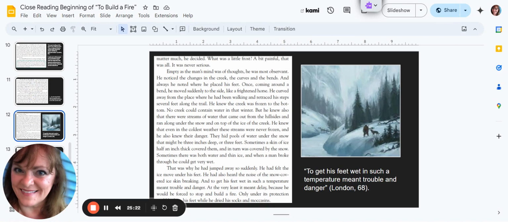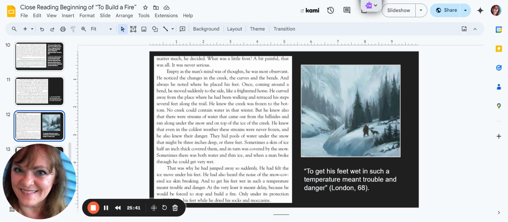Empty as the man's mind was of thoughts, he was most observant. He noticed the changes in the creek, the curves, and the bends, and always he noted where he placed his feet. Once, coming around a bend, he moved suddenly to the side like a frightened horse. He curved away from the place where he had been walking and retraced his steps several feet along the trail.